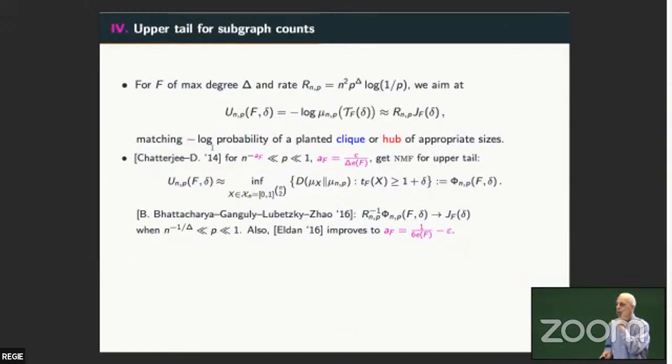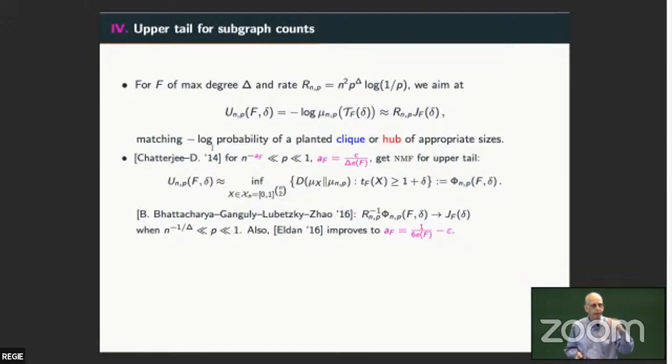Okay, so let's talk a little bit about the upper tail for subgraph counts in the sparse case. So now I move to a more general situation. I have, again, an F of maximal degree. The maximal degree of the pattern will play a role in determining the scale. Here is a scale. I will explain to you why it comes to be that.